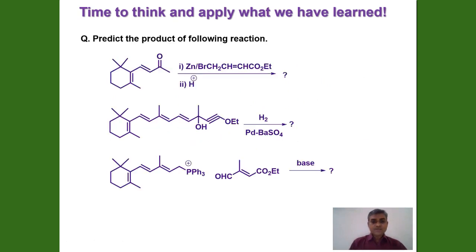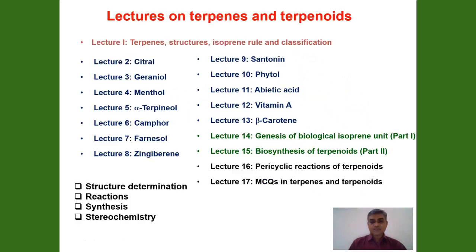The last problem is related to predicting the product of reactions. Here the Reformatsky reaction is involved. Here is Lindlar's catalyst, where partial reduction will take place, and then a Wittig reaction. Reformatsky, Wittig, Lindlar catalyst, all of them are very important reactions from the organic synthesis point of view. So students should practice predicting the products of such reactions. In this way, we have completed the discussions on vitamin A.